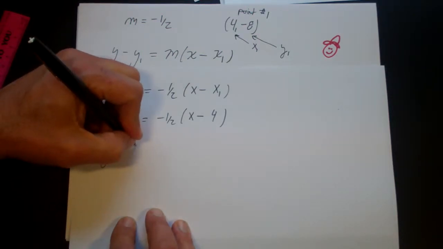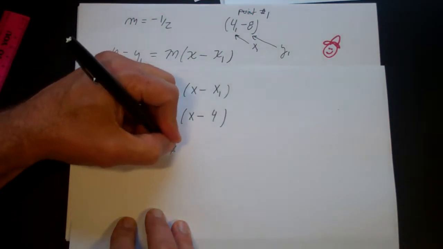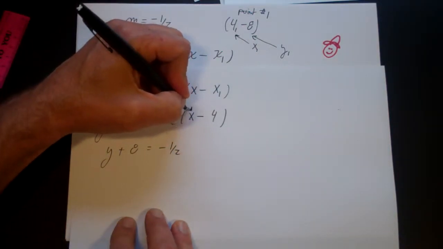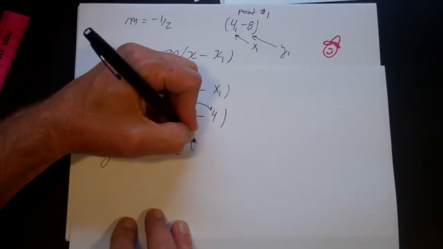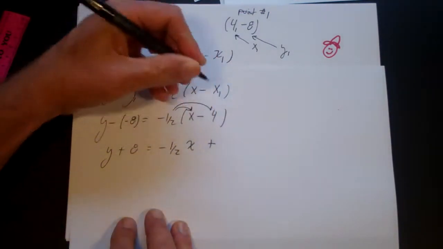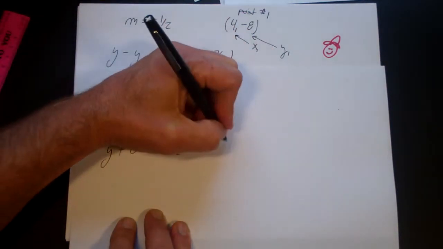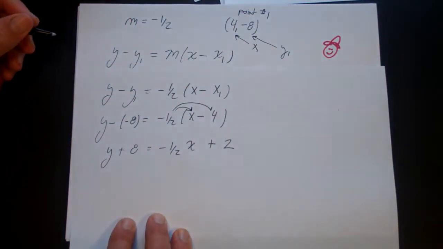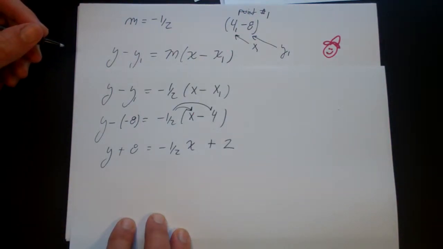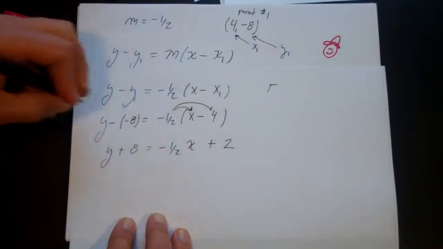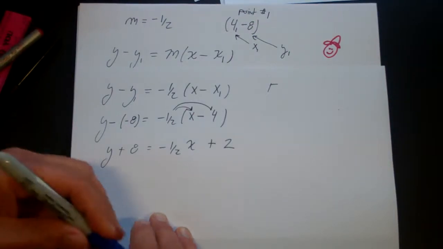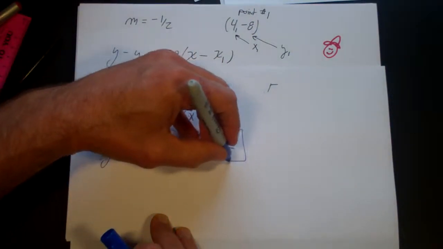All right, I just plug these values in for x1 and y1. So that's y plus 8 is equal to minus 1/2. I'm going to distribute this here. So that's minus 1/2 x. And then it's plus, because a negative times a negative is a plus, and it's 4 halves, which will be 2. Now this is actually a fine answer right here. It's usually not the form that we want it in.